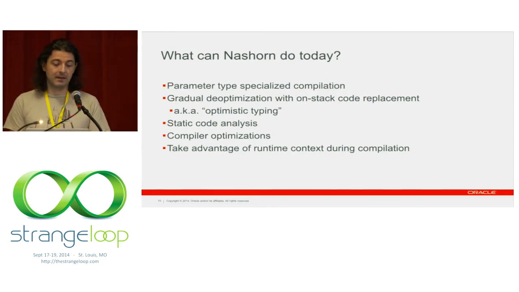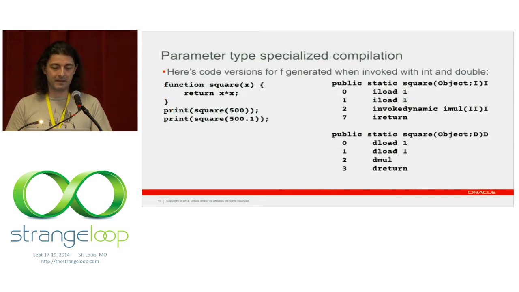We'll get to it. We have static code analysis, which is funny because it's a dynamic language, and there is a slew of ordinary compiler optimizations, those that you can read about in books on writing, say, a C compiler. You also take advantage of runtime context during compilation, which is one of the more inspired things that I think I did in a past. It was quite funny when I figured out we can do this, and it was even funnier when it worked. So, parameter type specialized compilation.